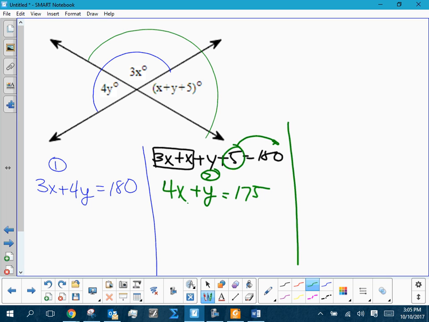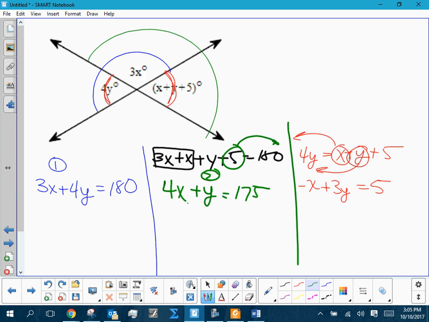And then equation number 3. What do you recognize about that red angle and that red angle? Vertical, so they should be congruent. So we got 4y equals x plus y plus 5. Okay? And just like I did here in this green one, I'm going to actually rewrite that a little bit. I'm going to rewrite it as negative x. I'll move this x to that side. Move this y over there as well, so plus 3y. And I'll leave the 5 where it's at. Okay, so that's equation number 3.